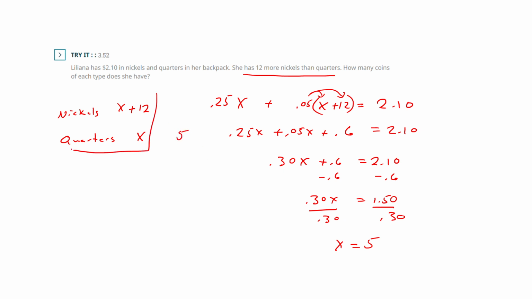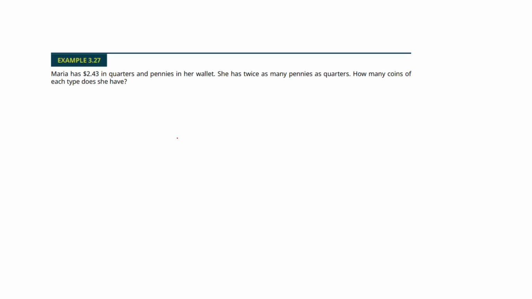So here's my dictionary. Quarters is 5. Nickels is 5 plus 12. I'm just plugging that in, if we know x now is 5, so plug it back in. I get 17. Okay, so this is the same. All that's going to change here is they've made it more complicated to set it up.